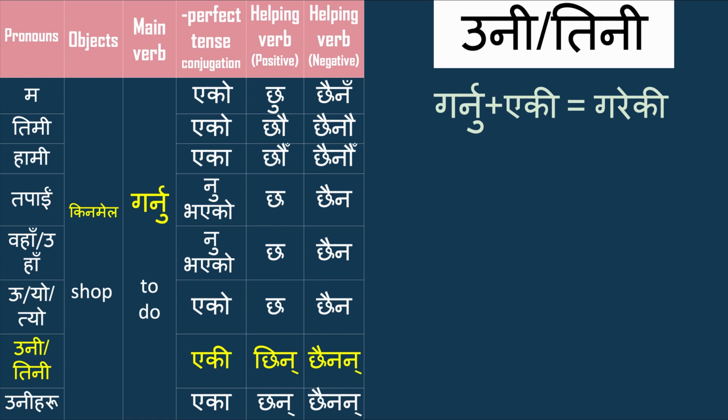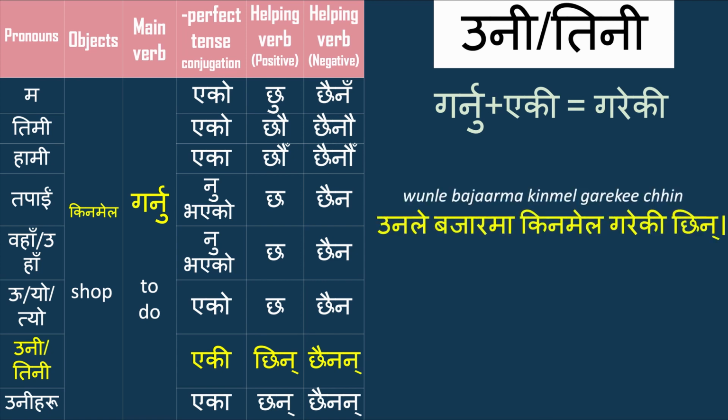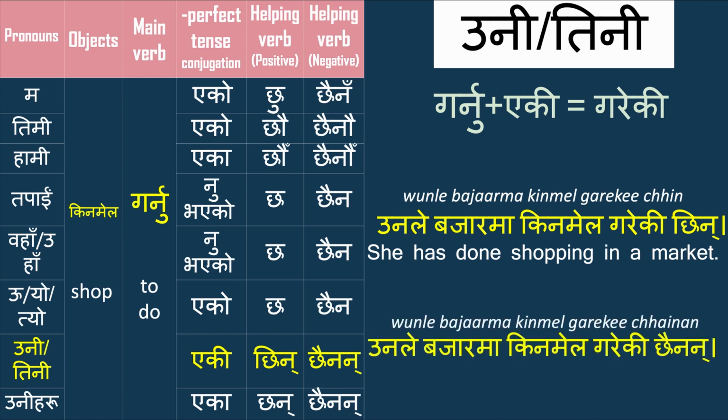Let's see in the example. उनले बजारमा किनमेल गरेकी छिन्, which means she has done shopping in a market. उनले बजारमा किनमेल गरेकी छैनन्, which means she has not done shopping in a market.